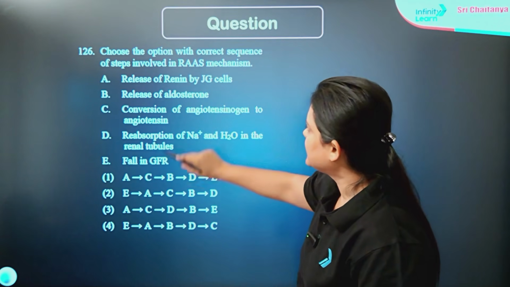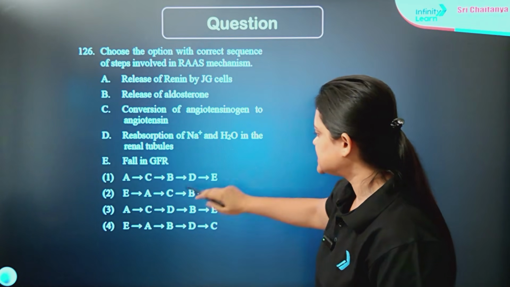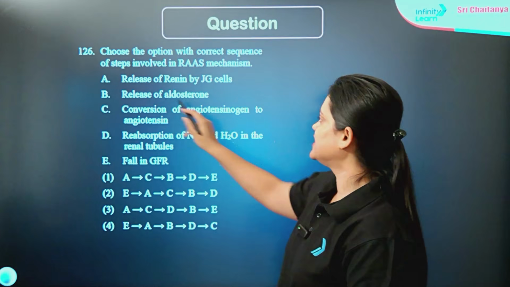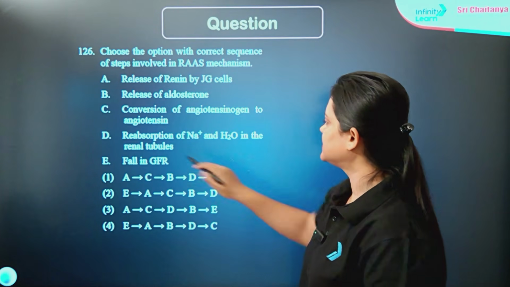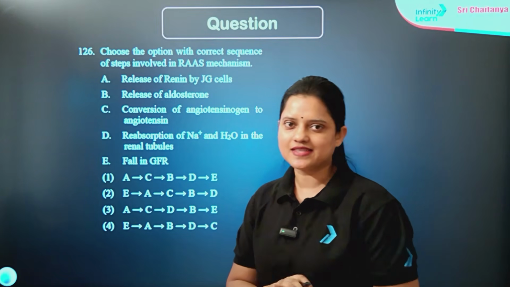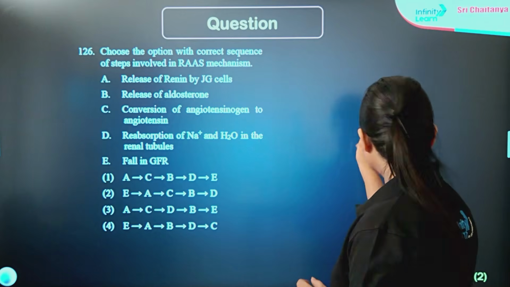So after E, it should be A, and then there will be C. EAC, I can see just one option. Then there is release of aldosterone B, and then there is reabsorption of sodium and water in the renal tubule. So we got our answer, it should be 2, right? So answer here is 2.